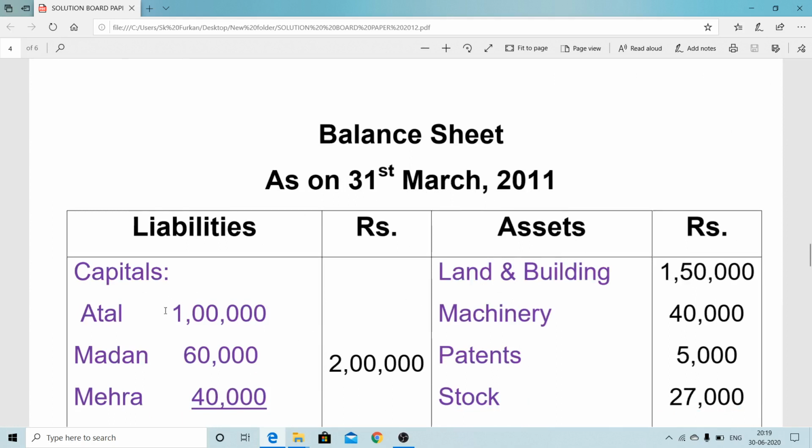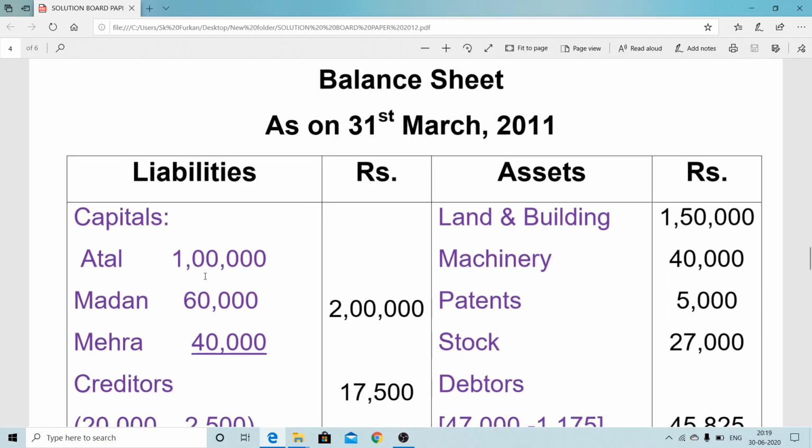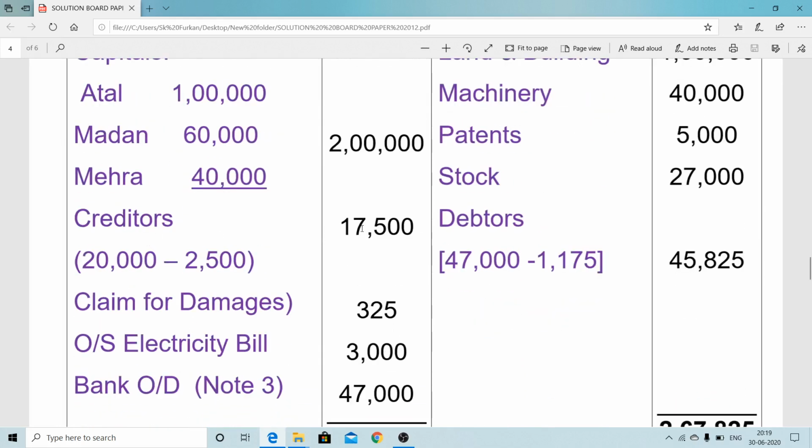We already got the capital. First partner 1 lakh, second partner 60,000, third partner 40,000. Total capital 2 lakh we already got. Creditors remain unchanged at 17,500, because creditors were 20,000 and 2,500 was decreased. No more payment is required. So the creditor value is the present value, and that was the old value. So the present value is coming 17,500.